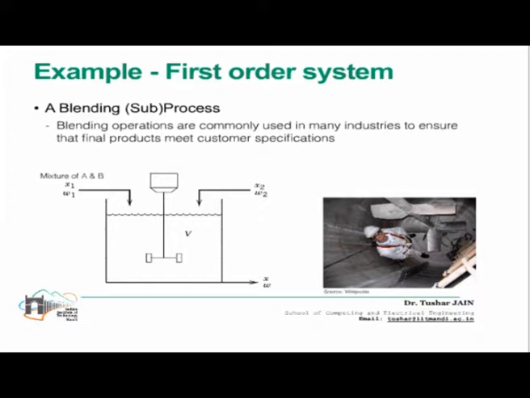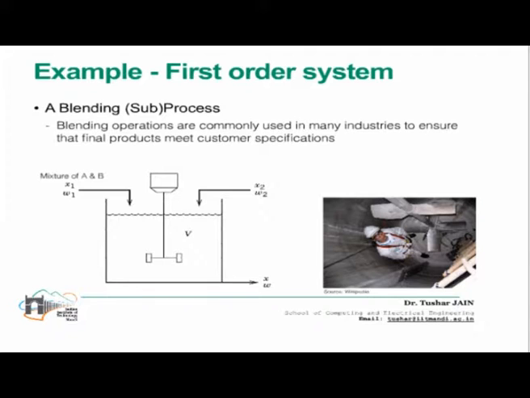So let's say, and this is on the right hand side, we need to mix these 2 materials so that we can have the desired specifications on the X and W. Okay, so this is a process for us. And if I ask you whether it is a first order system or a second order system, you can write your answers in the chat, okay, and then I would see if you are going in the right direction or not.